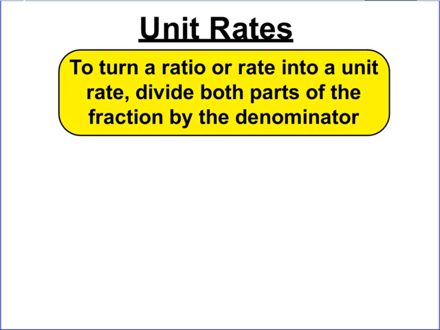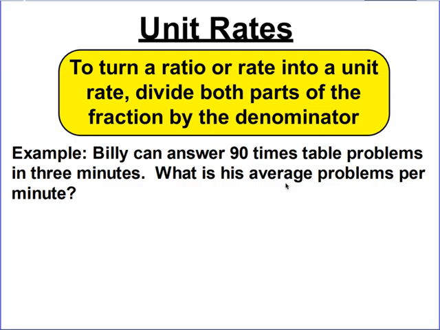Okay? So here's how we find unit rates. You can take a ratio and divide both parts of that ratio by the denominator. Because when you do that, the denominator will turn into 1, and then you will have a unit rate. So here's an example. Billy can answer 90 times table problems in 3 minutes. What is his average problems per minute? When you see problems per minute, that's asking you for an average or a unit rate.